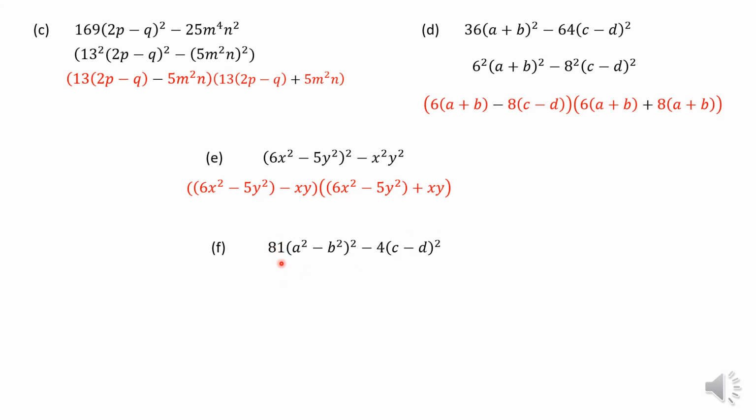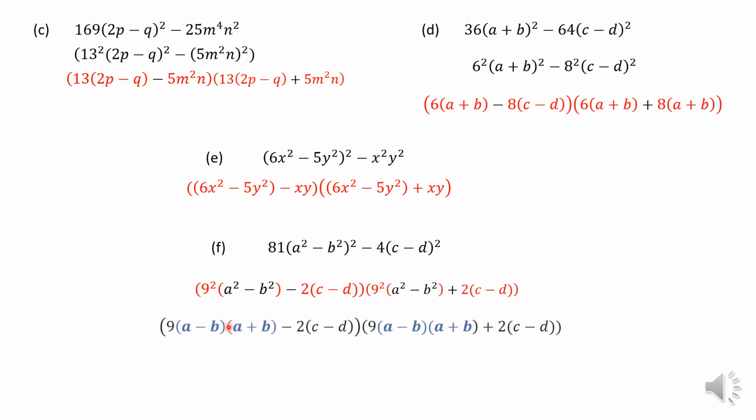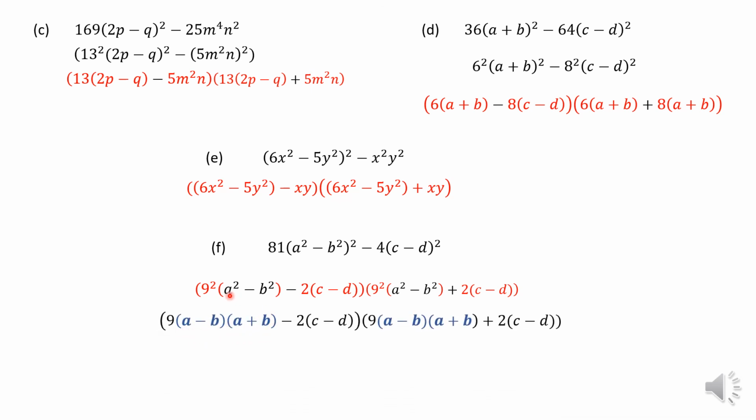Remember 81 is 9 squared. Well, you should get to this answer here. I should leave you with 9. And I have the a squared minus b squared inside here. I've indicated with blue because they can still be factorized. Can you see that? And here as well. And that's how you do that particular case. So the first one with a minus and the other one with a positive.